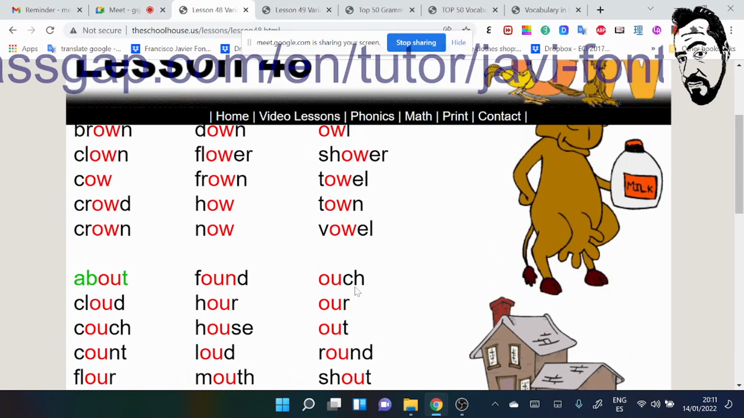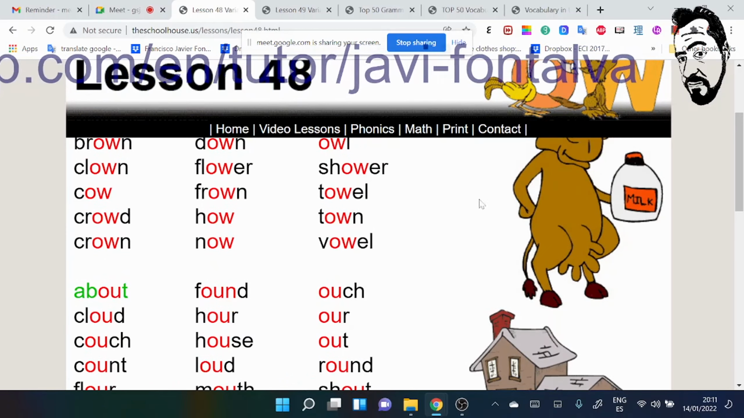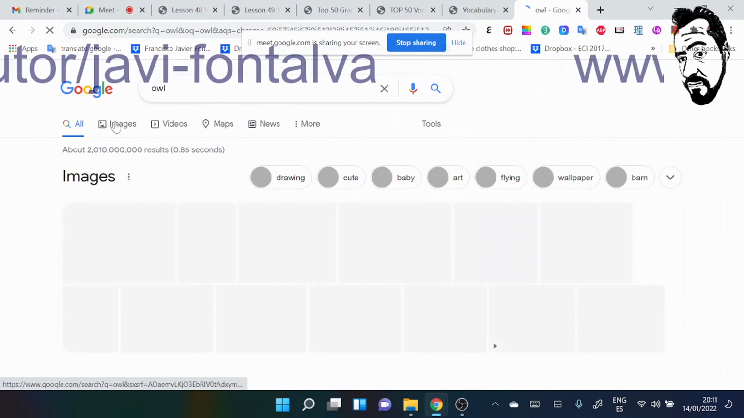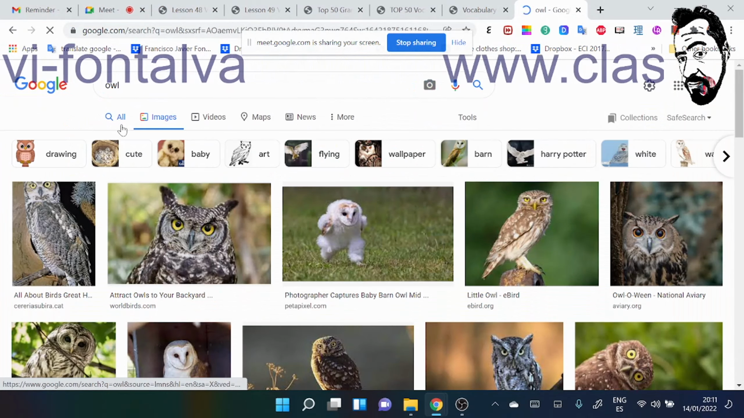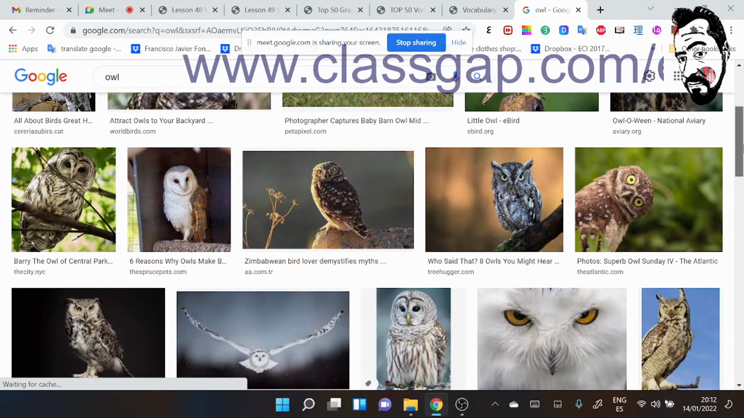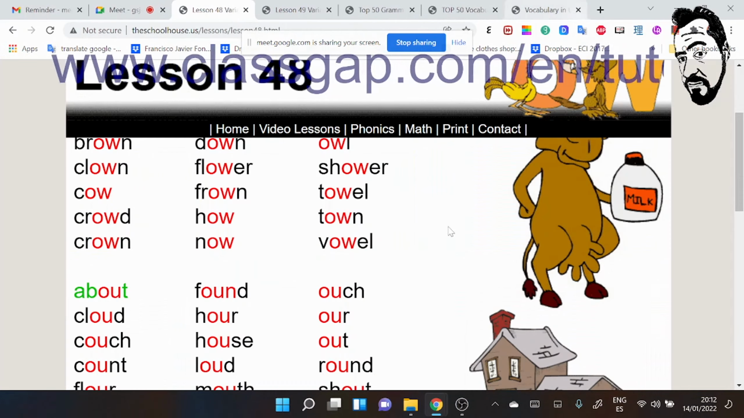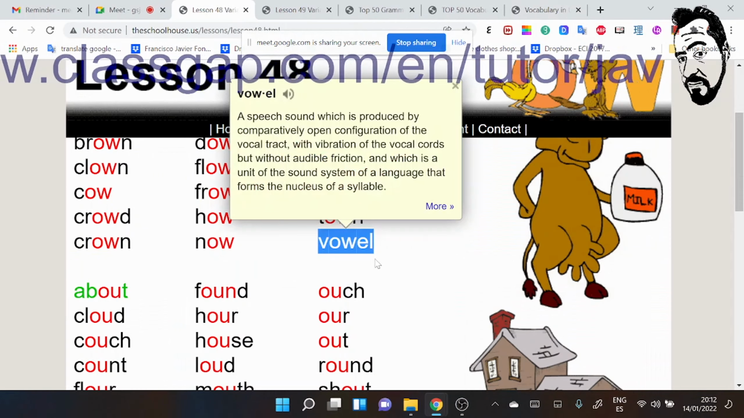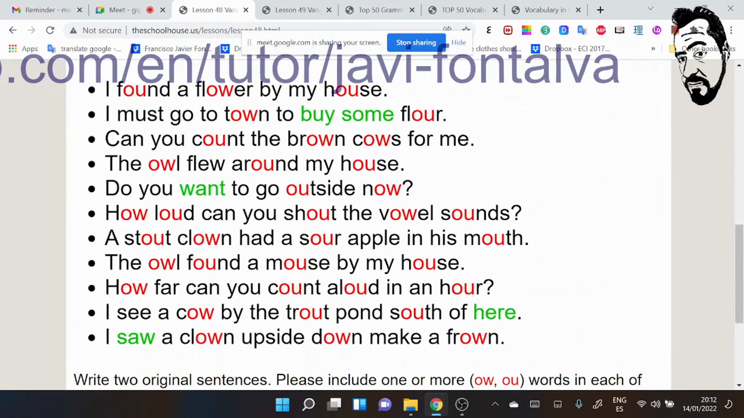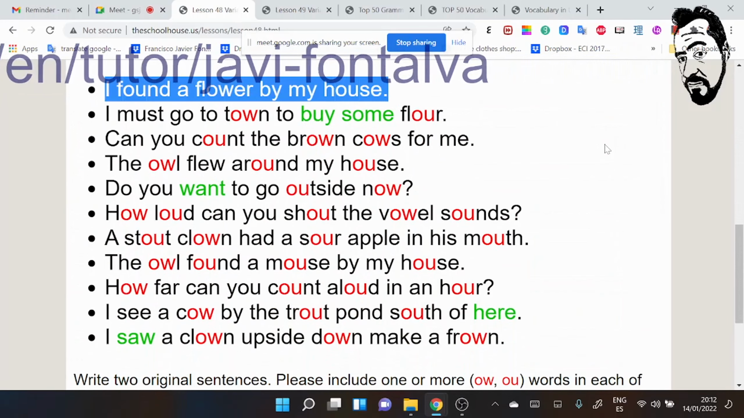What's owl? Owl is a kind of bird. It says ooh, ooh. Let me show you. Owl. Okay, so owl. Can you say it? Owl. Vowel. We'll be talking about this. So vowel. Okay. Can you read this?